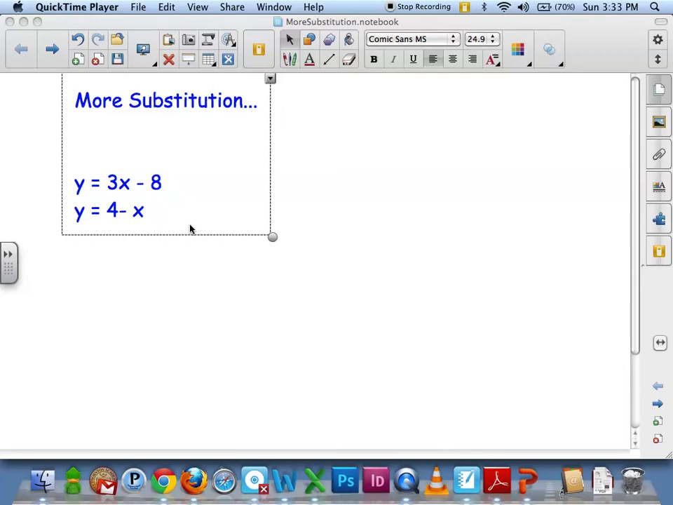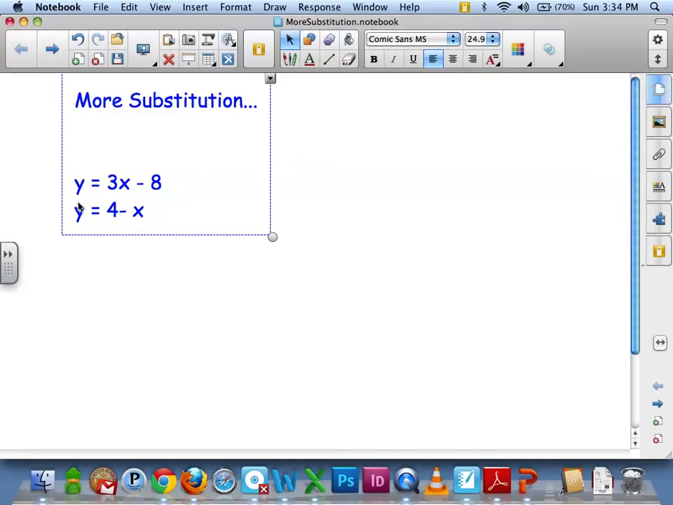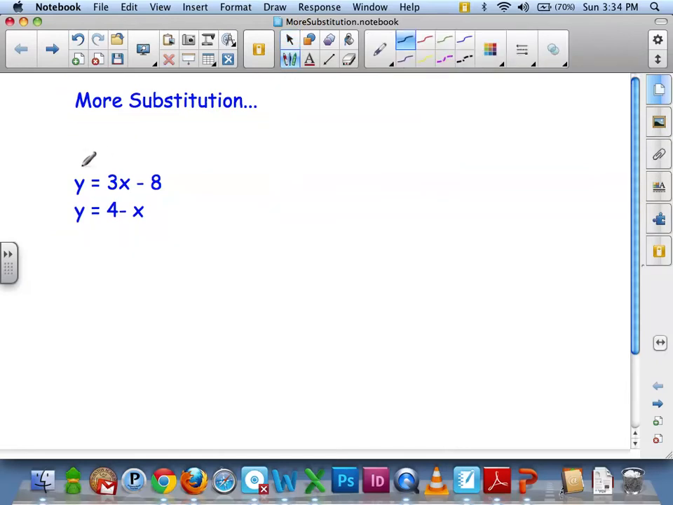Alright, so we're going to talk about substitution again. I wanted to give you guys a few more examples about substitution. We can see here that, let me get my pen working. You can see how each of these has a y equals. So what we're going to do is take this 5x minus 8 and plug it in for that y in the second equation.